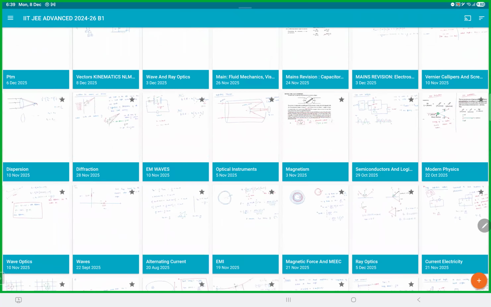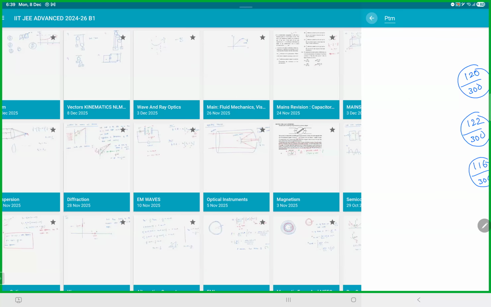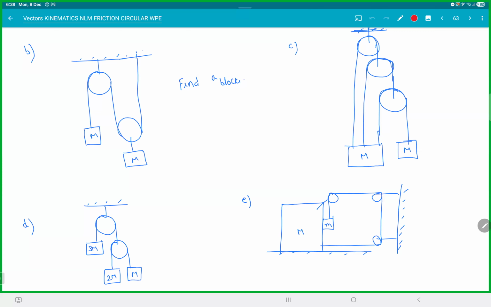Step 1, choose a system, draw the FBD. Step 2, define accelerations, assign accelerations for the bodies and find the relation between them using constraints. Step 3, apply F is equal to MA in horizontal and vertical direction. Step 4, solve. That's it. Draw the FBD. Assign accelerations. Don't assume they will always have the same acceleration. They might be different. In this, if you ask me, C and D are good. E is also good. If I put friction, that becomes more deadly, but okay.